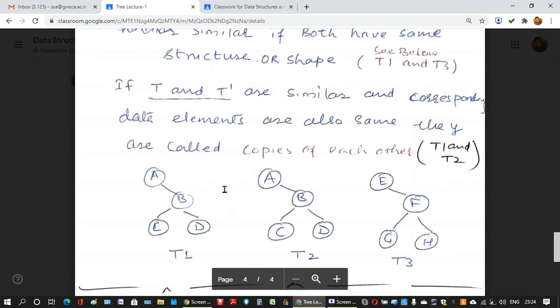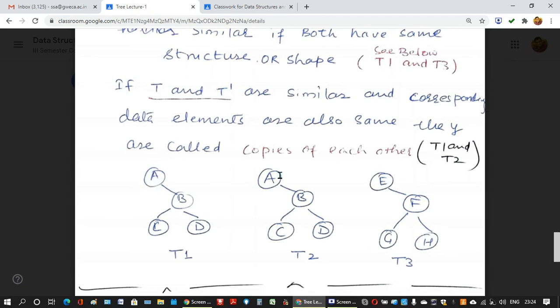So now you see, T1 and T2 have the same shape. Shape means this A, then the right child B also has two children. So this shape is the same. Similarly, T3 also has the same shape. So A, E, F, G, H. Now you can see that the corresponding elements of T1 and T2 are equal.